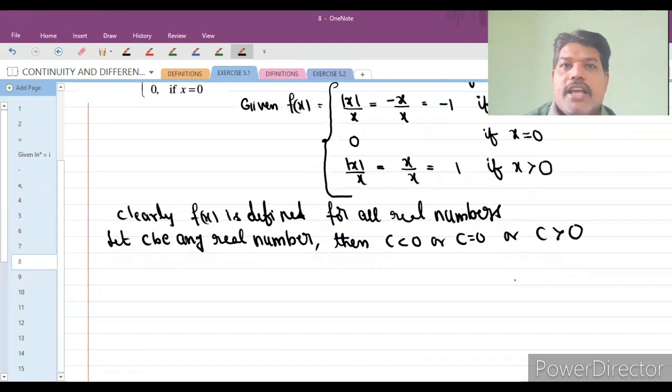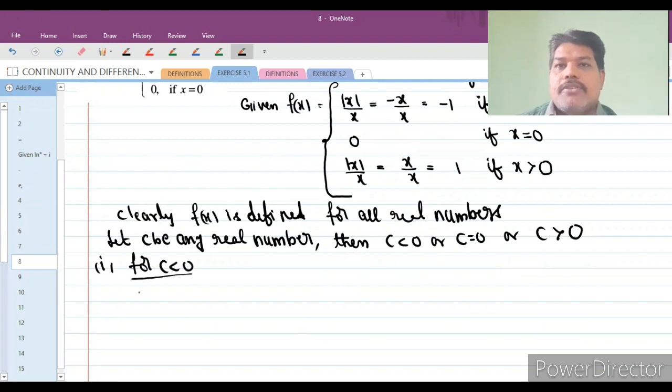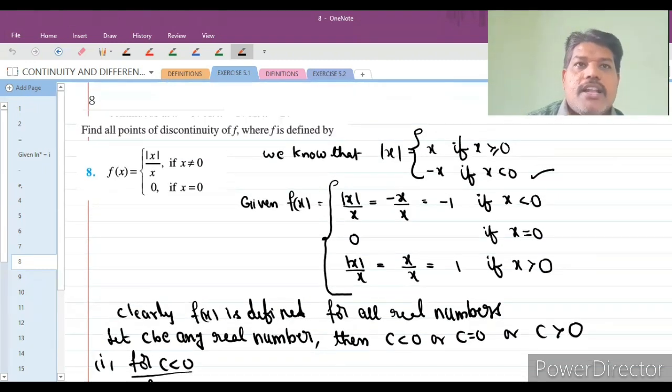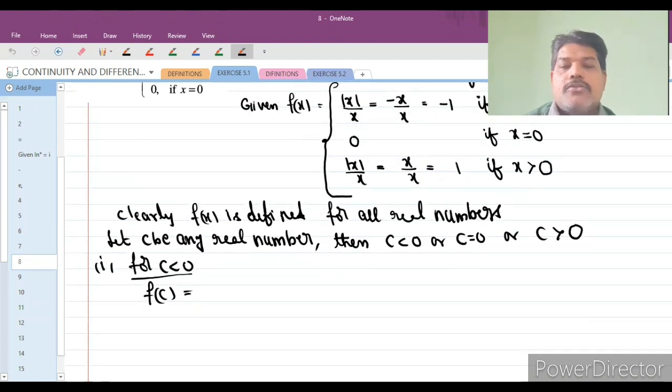So the first case I will take. What is the first case, students? First case, for c less than 0, what happens? f of c is equal to, if x value is less than 0, f of x value will become -1. So automatically f of c value will become -1 only.